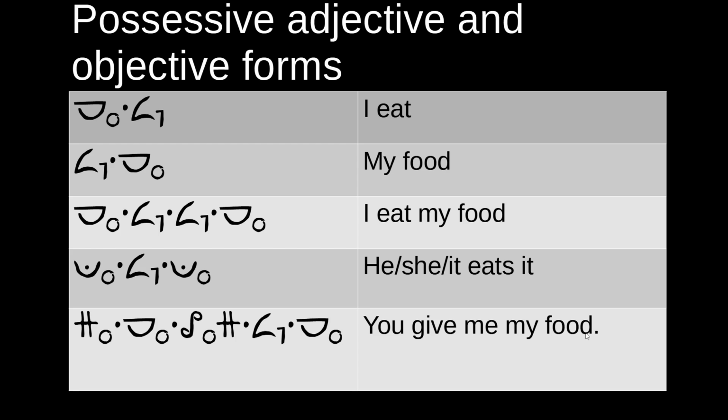Next, you give me my food. So if one pronoun is doing an action to the other pronoun, you put the one that's doing the action first, and then the pronoun that's doing it to next. So, se we means you to me. Se we, you to me.